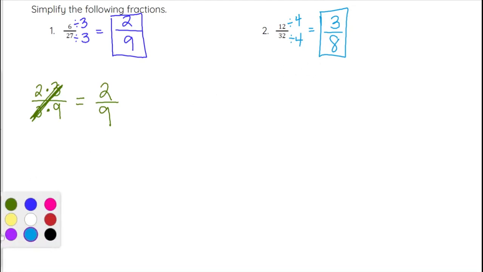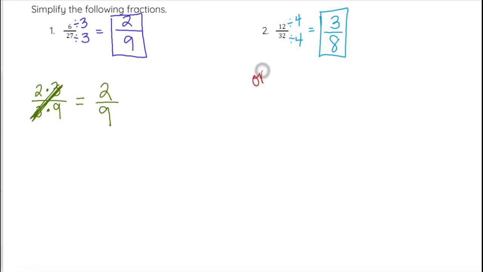And 3 and 8, again, cannot be divided by anything other than 1 in both places, where it's the same factor being divided on top and on bottom. 1 is the only number that both of these can be divided by in terms of sharing a factor. So 3/8 is fully simplified in that fraction form.